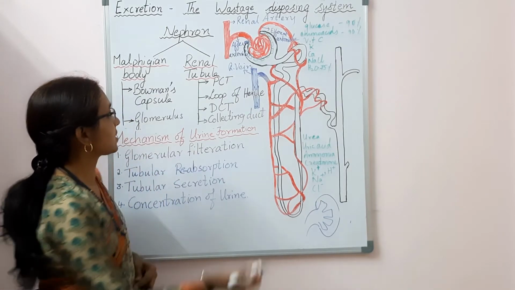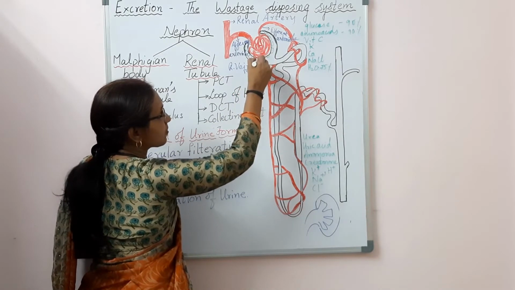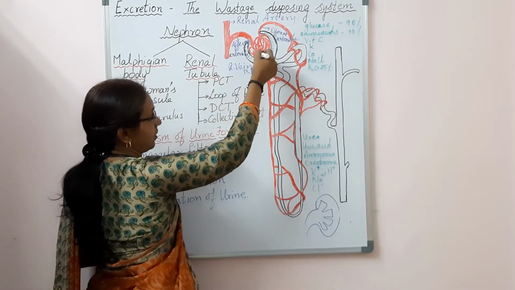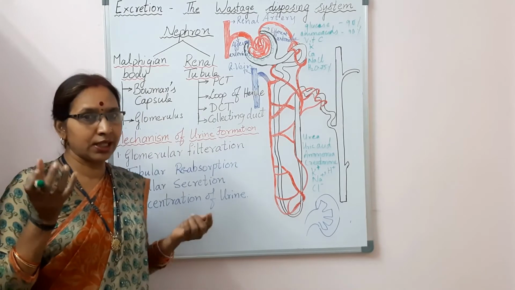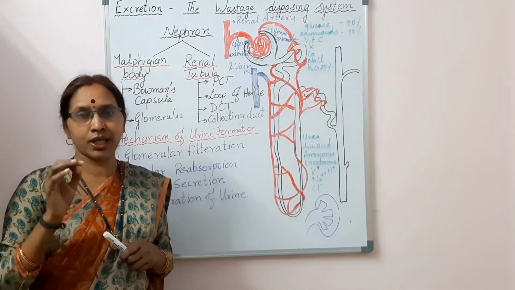In the same way, these cells, the podocytes, have pores, and through these pores the blood is filtered into the Bowman's capsule. Now, this filtrate is known as primary urine.